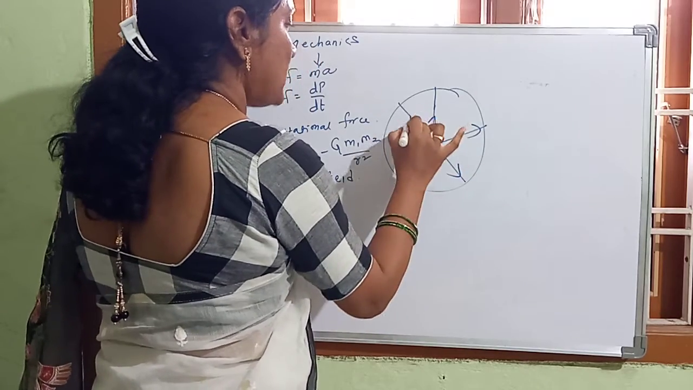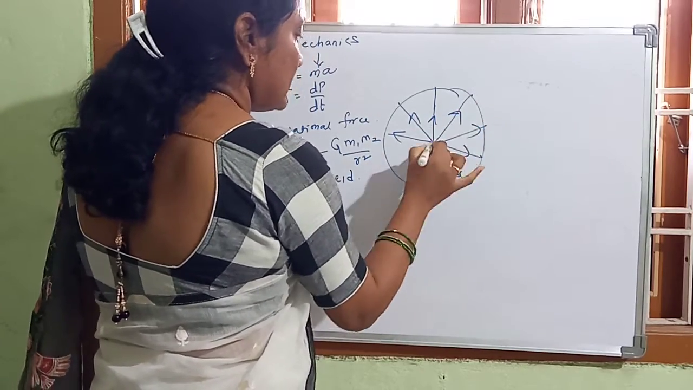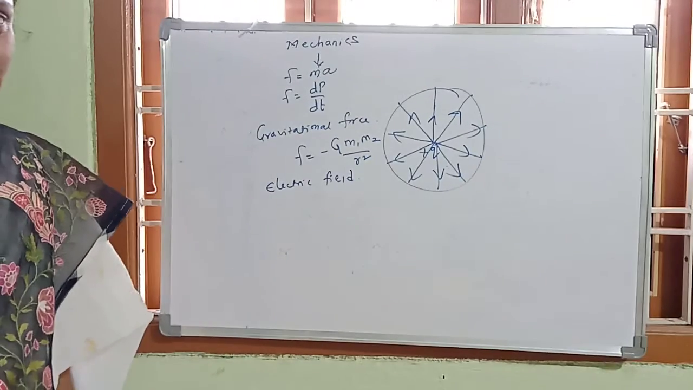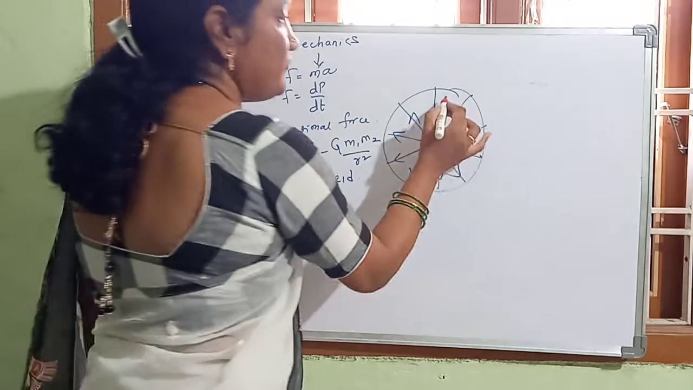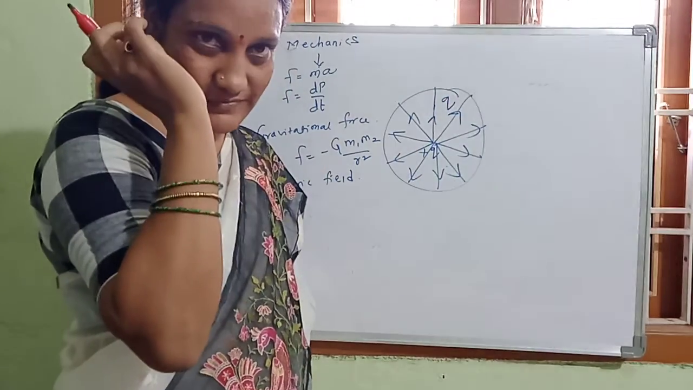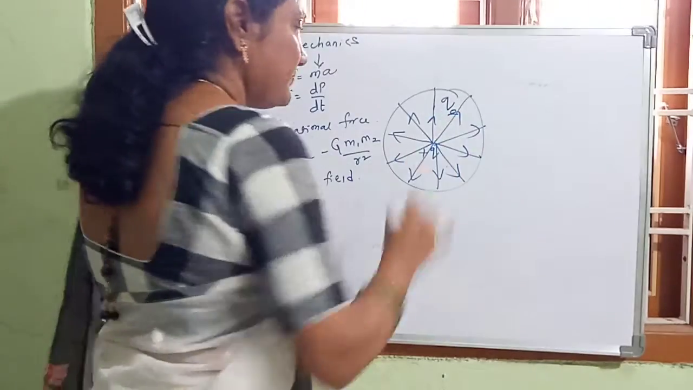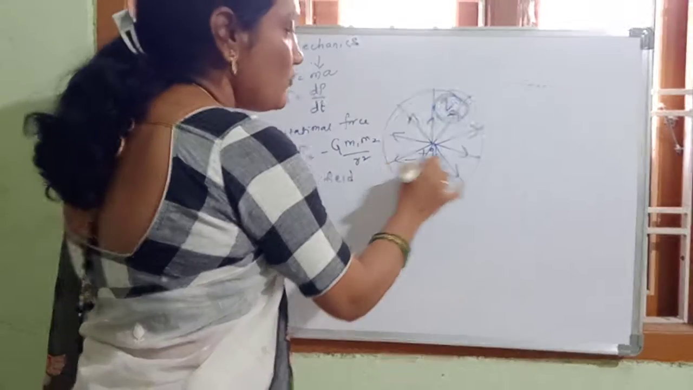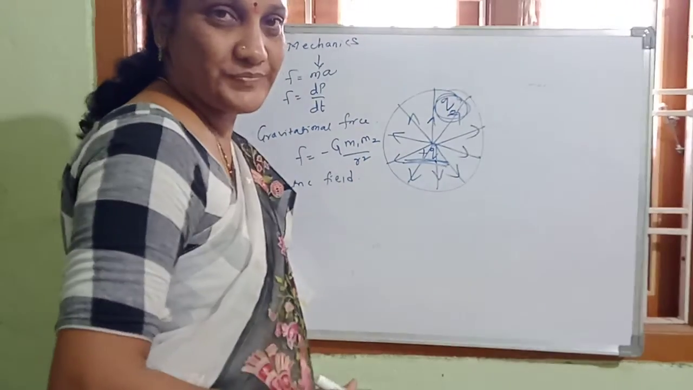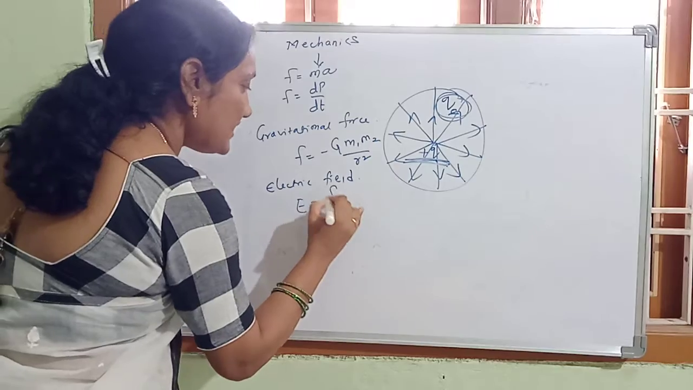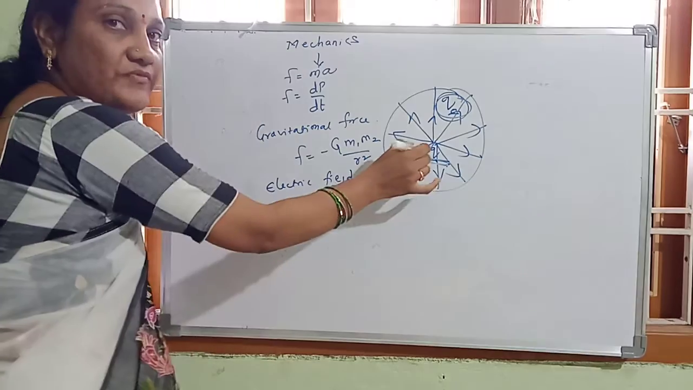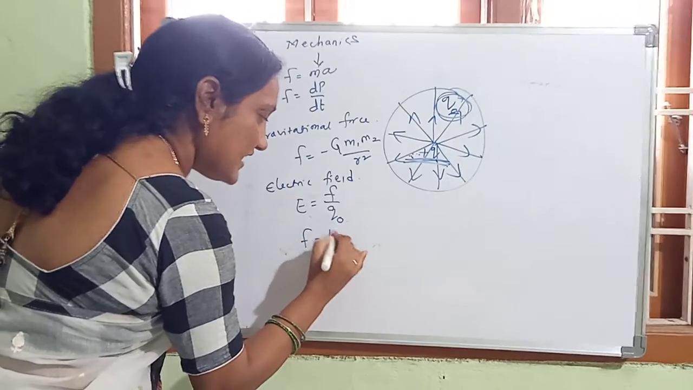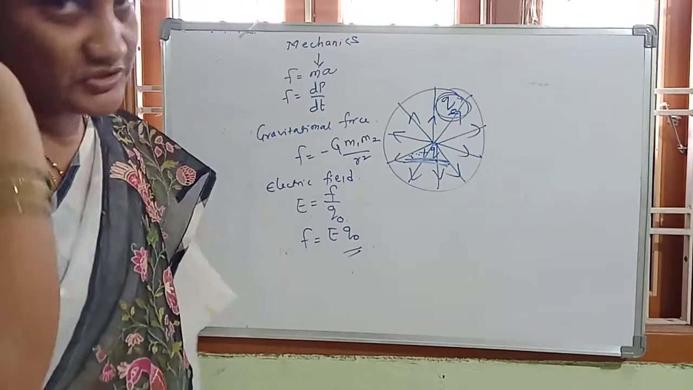The arrow lines which I am drawing indicate the direction of the electric field produced by this charge plus Q. Now what happens if I place a test charge q or q naught in this field? This test charge experiences a force from this plus Q charge. That force experienced by the test charge placed in the field of plus Q, we call it the electric field. So the electric force can be written as electric field times the test charge, or unit positive charge.